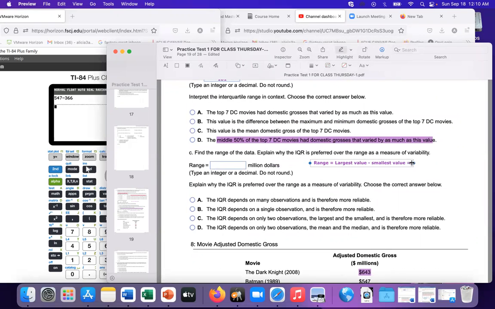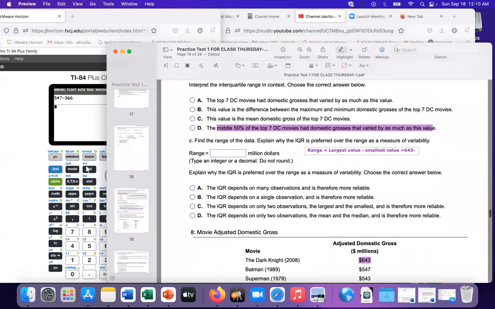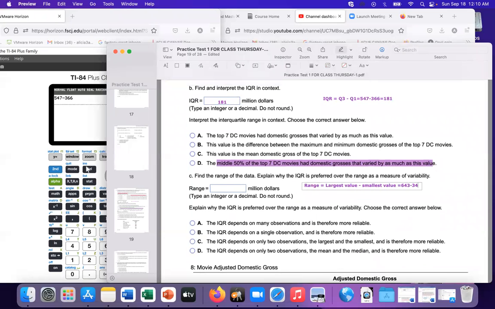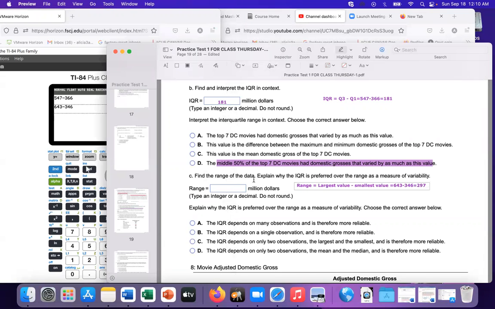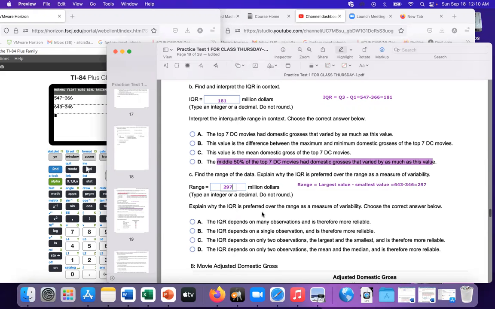I'm going to move it over because I'm running out of room. So again, 643 minus 346. That gives me 297. So $297 million.